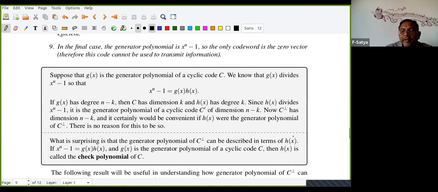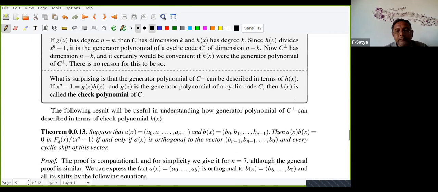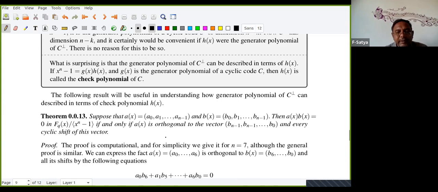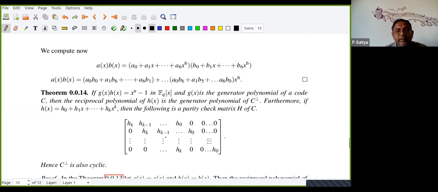But bad luck, it is not exactly h of x. The parity check polynomial of C perp is not h of x, it is a little bit of a variation. I'll tell you that. To understand that, you need to understand this theorem. But before that, I will give you the parity check matrix H of C.